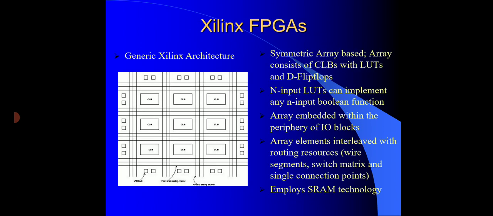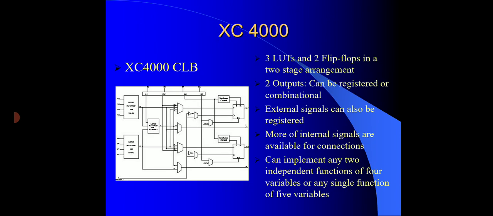And the next one is the Xilinx FPGA. The Xilinx FPGA is symmetric array based. It consists of CLB blocks with flip flops. Here also we have n inputs. It implements an n-input boolean function, and the array is embedded in the IO blocks. That is, the CLB blocks are surrounded by the IO blocks, and these array elements are interleaved with the routing resources, that is wire segments, switch matrix, and connection points. So we call this RAM technology.